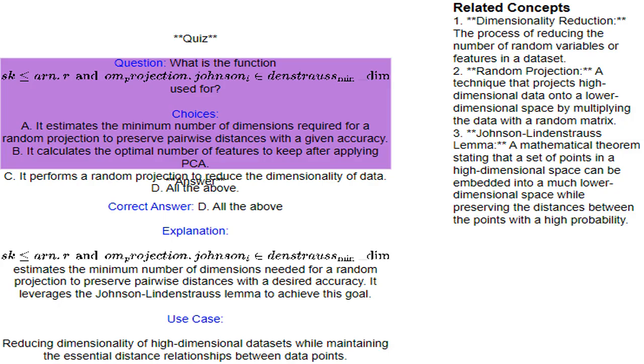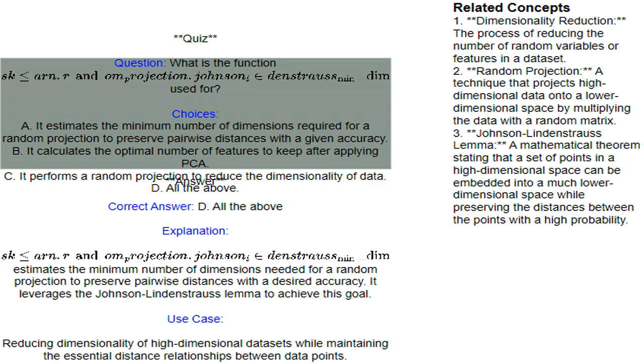What is the function sklearn.random_projection.johnson_lindenstrauss_min_dim used for? A. It estimates the minimum number of dimensions required for a random projection to preserve pairwise distances with a given accuracy. B. It calculates the optimal number of features to keep after applying PCA. C. It performs a random projection to reduce the dimensionality of data. D. All the above. It estimates the minimum number of dimensions required for a random projection to preserve pairwise distances with a given accuracy. This statement is correct.